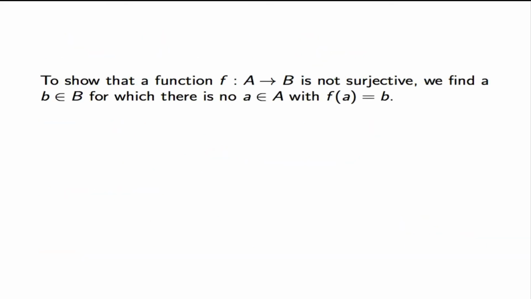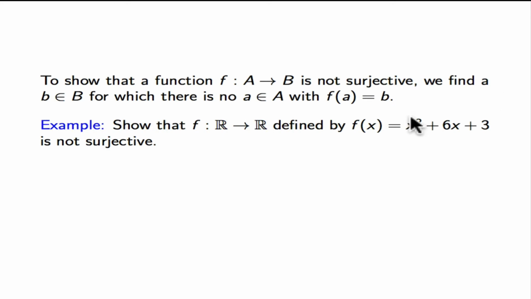And what about showing that f is not surjective? Suppose we are given a function f from a set A to a set B, and we are asked to show that it's not surjective. Then what we need to do is to find an element of the codomain, an element b in B, for which there is no element of the domain, let's say a in A, with f of a equal to b. So as an example, suppose we have a function from the reals to the reals, defined by f of x equals x squared plus 6x plus 3, and we are asked to show that it is not surjective.